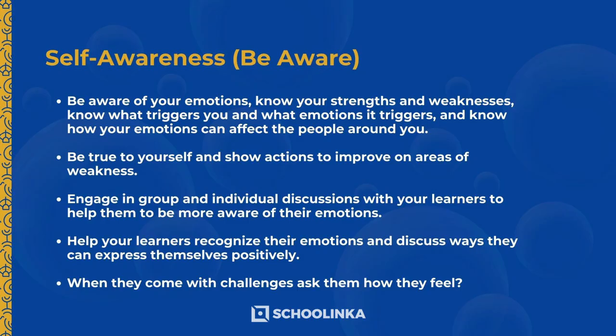The first component by Daniel Goleman is self-awareness. Self-awareness means to be aware. Be aware of your emotions. Be aware of your strengths, your weakness. Be aware of what triggers you and the emotion in which it triggers. You should also be aware of how these emotions affect the people around you. Be true to yourself and show actions to improve on areas of weakness.